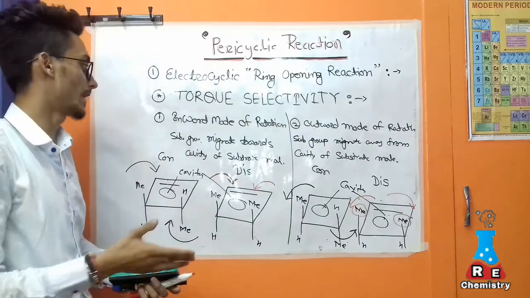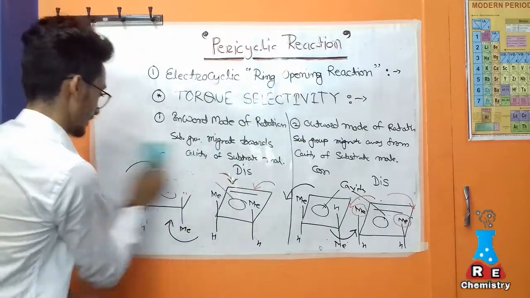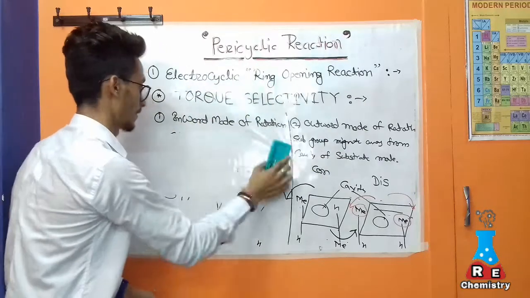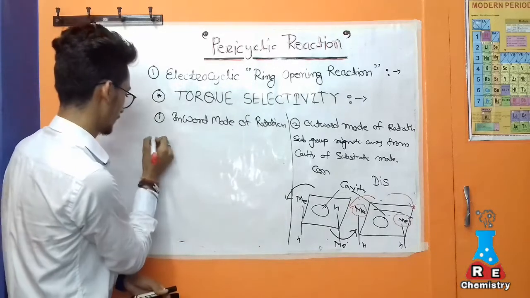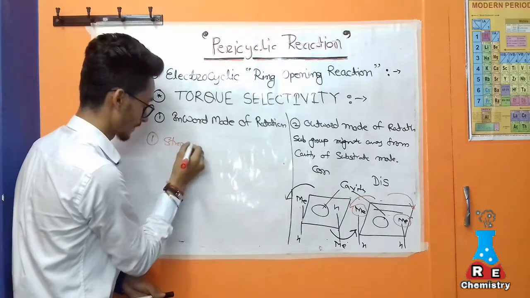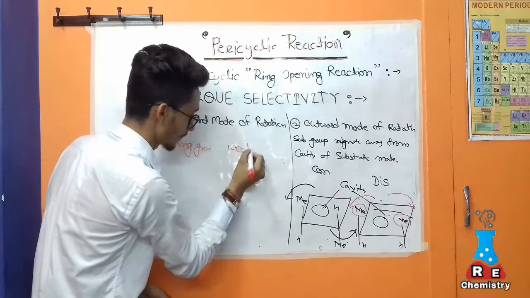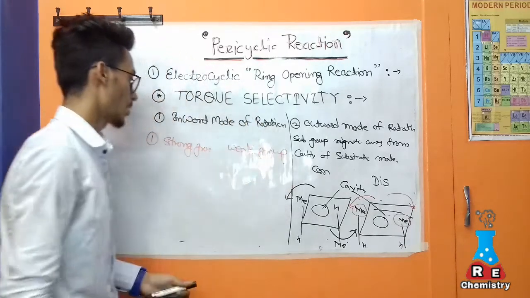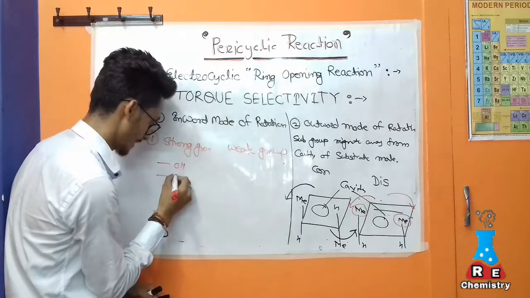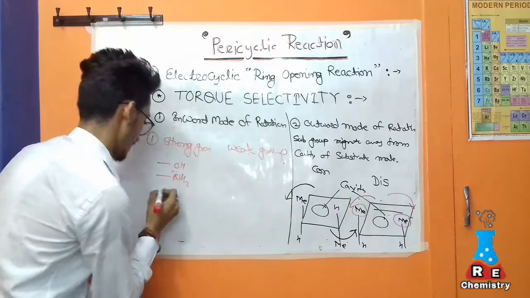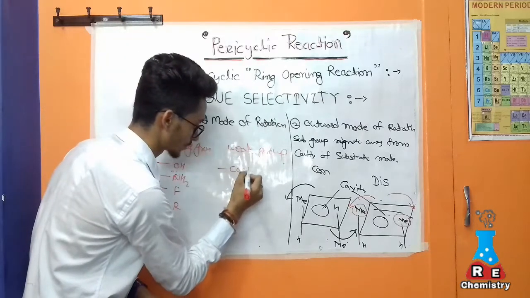Okay, and there are some groups which favor the inward mode of rotation. There are two kinds of groups: first, strong groups, and second, weak groups. Strong groups are OH, NH2, fluorine, and any alkene.